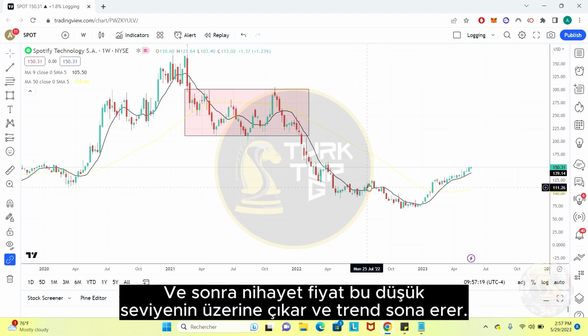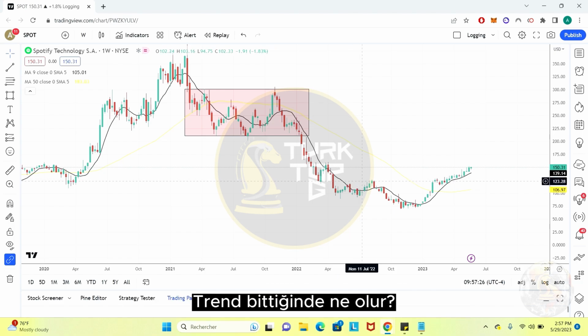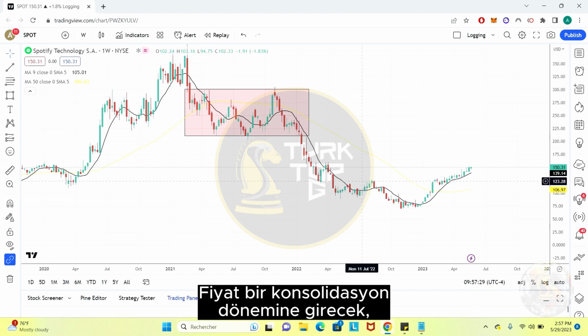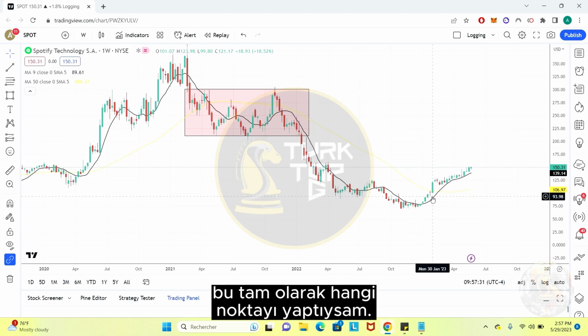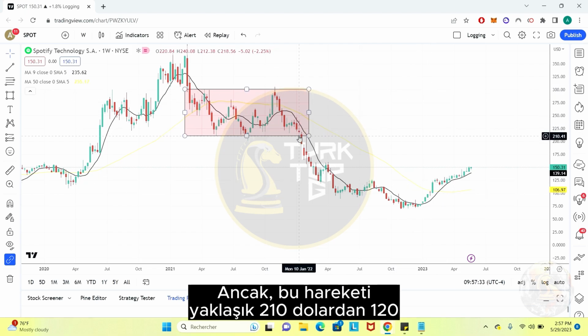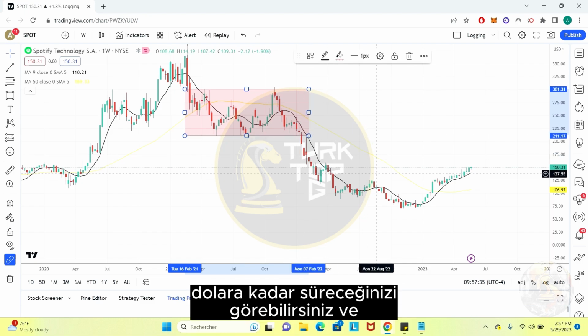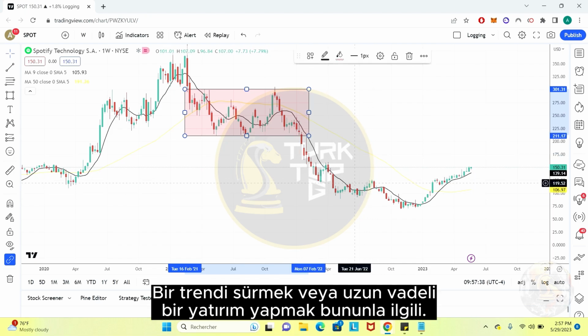And then finally, price would break above this lower high and the trend is done. When the trend is done, what happens? Price is going to enter a period of consolidation, which is exactly what Spotify did. But you can see, you would have ridden this move from around $210 all the way to $120. And that's what riding a trend or a long-term investment is about.